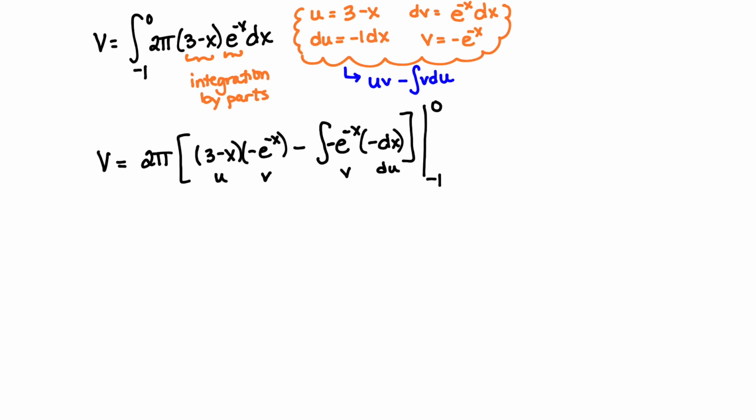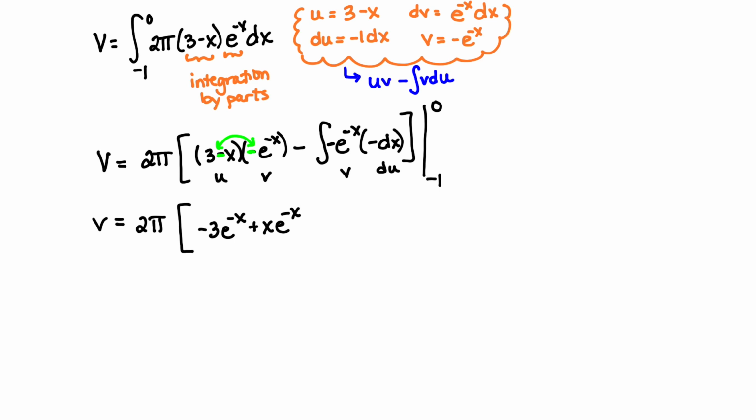Alrighty, let's clean up what we've got going in here. First things first, we have the negative e to the negative x. If I take a negative e to the negative x and multiply it by 3 minus x, I think I get the following. So the volume is 2 pi times the quantity, negative 3 e to the negative x plus x e to the negative x. And that's because the minus together gives us that plus value.